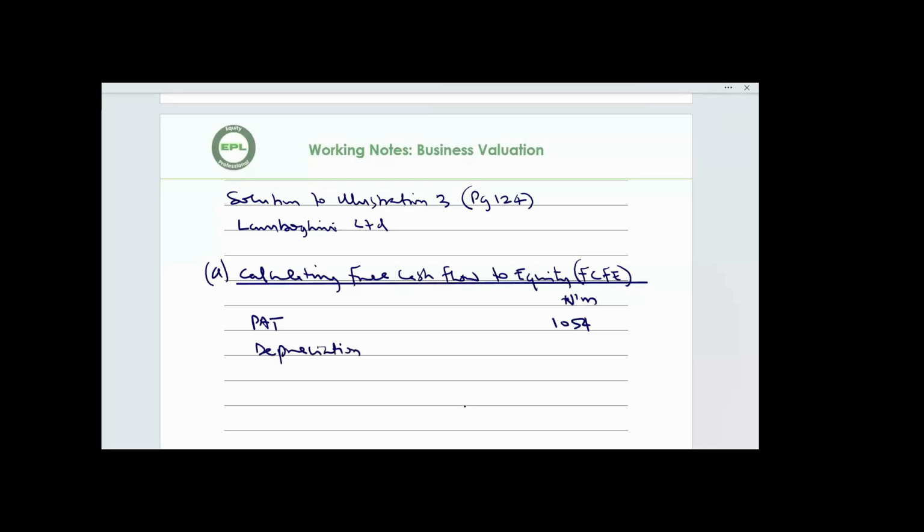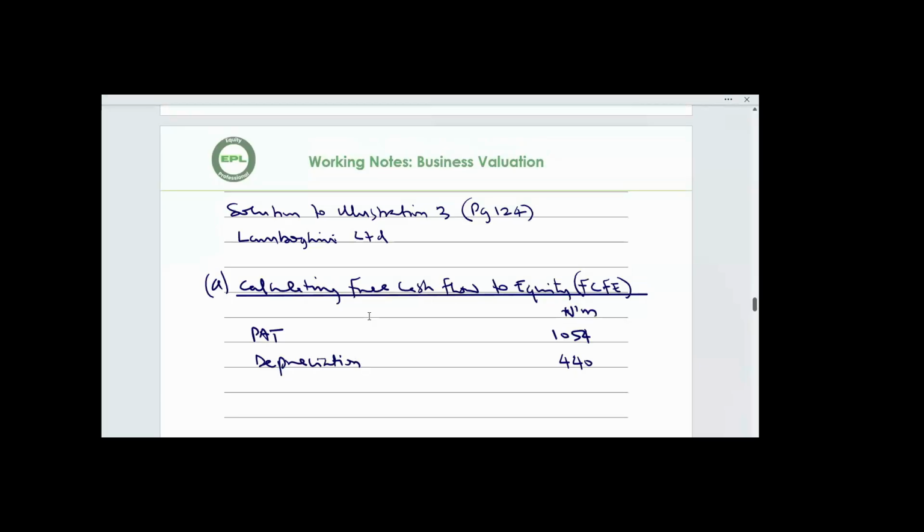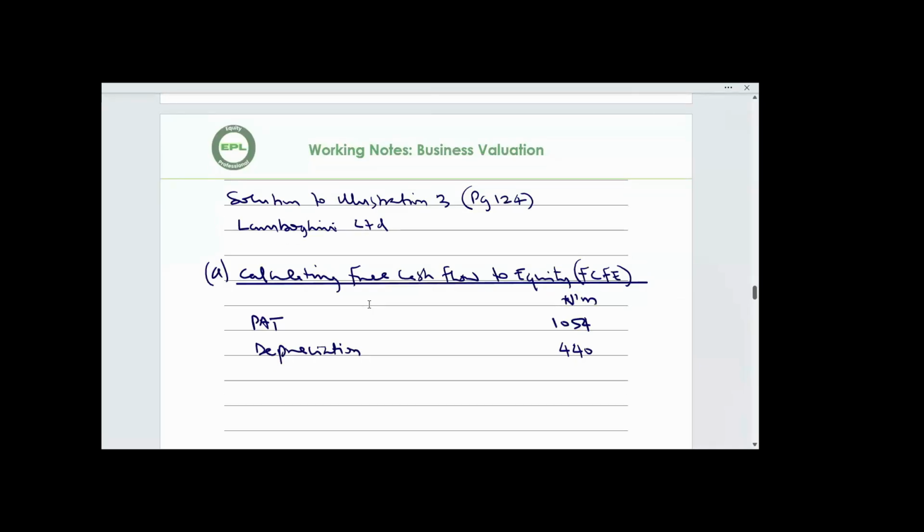It's a format. Here is 440. You add it back. After depreciation, you consider changes in working capital. We said that if working capital increases, that means cash has gone out, so you minus. Then again, if working capital reduces, then that means more cash has come in, so it's a plus. All this you need to know how to treat.